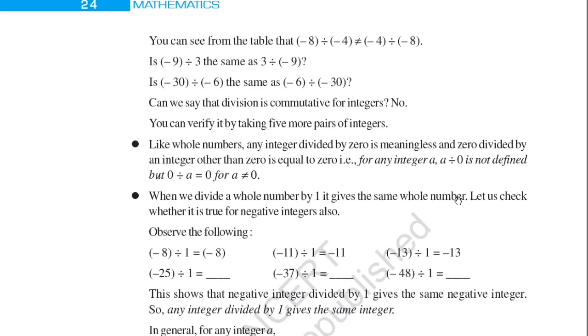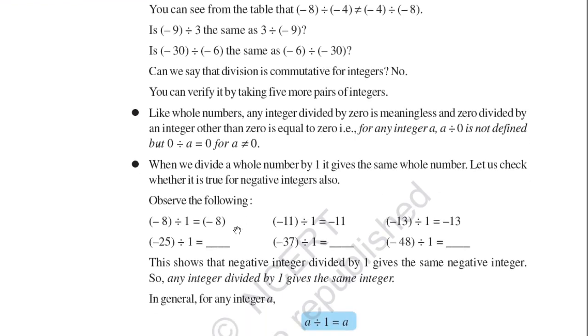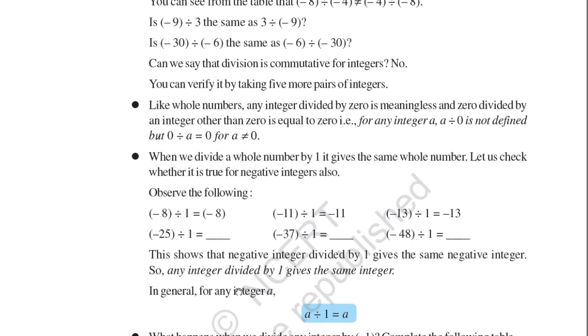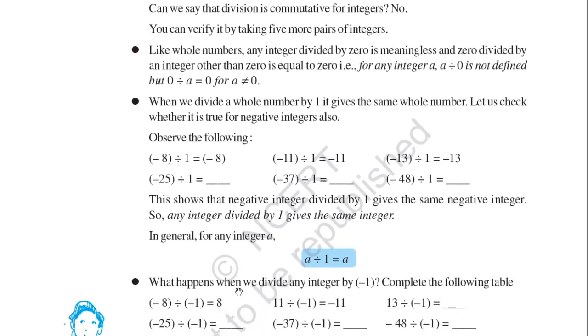Let us check whether it is true for negative integers also. Here also it is the same thing: whatever the numerator is, it will remain the same. So minus 8 divided by 1 is equal to minus 8. Here also minus 11, minus 38, minus 48, the same thing is coming. This shows that a negative integer divided by 1 gives the same negative integer. So any integer divided by 1 gives the same integer. You can see here a divided by 1 is equal to a.